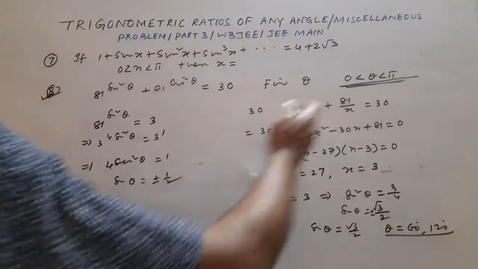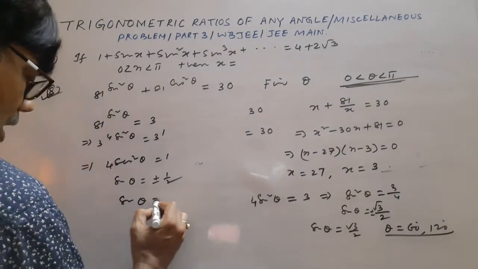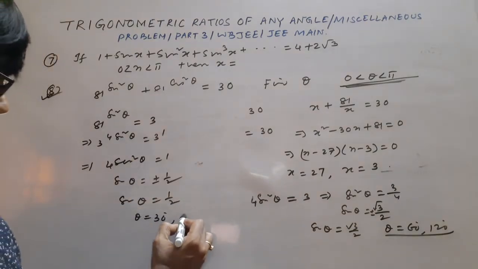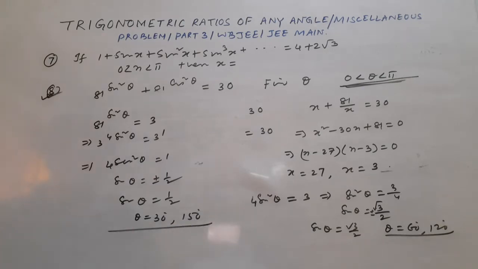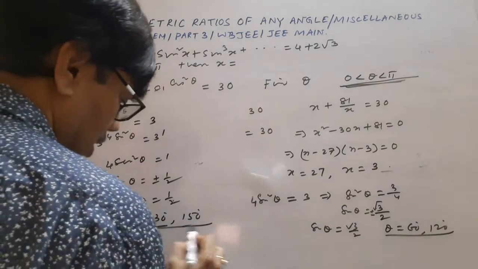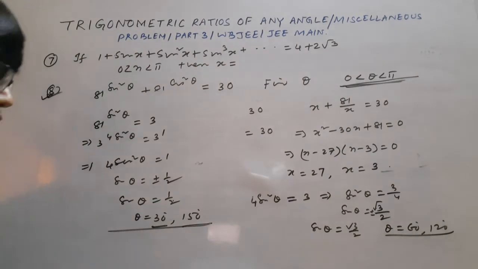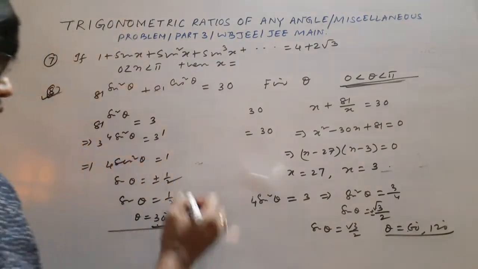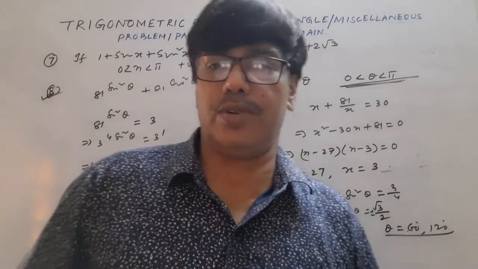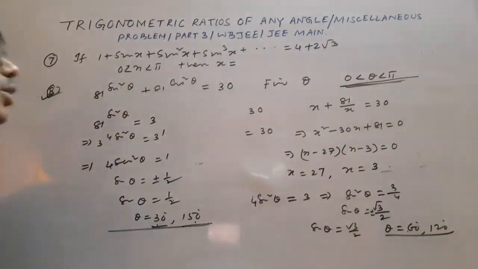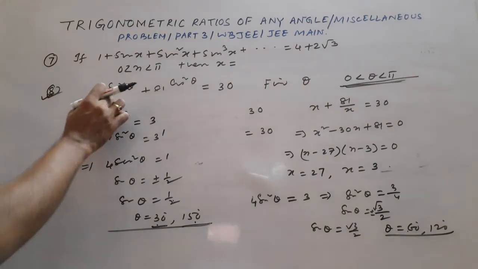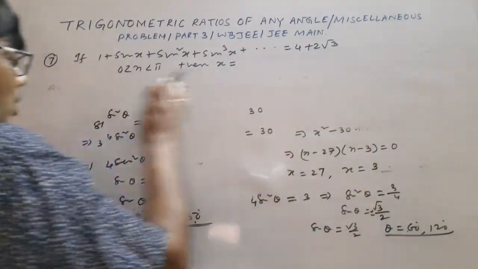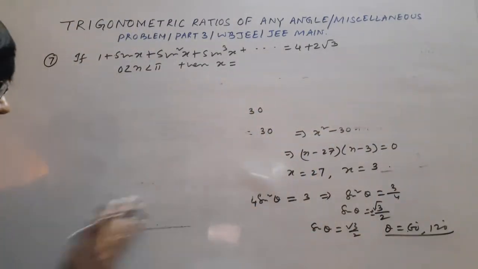Now it is in the second quadrant, so sin theta equals half. Minus half is not possible. So 30 degrees and we have already solved the first quadrant, 30, pi minus 30. So what are the possible values? 30, 60, 120, 150. So this is a most important problem also. Now problem number 7.